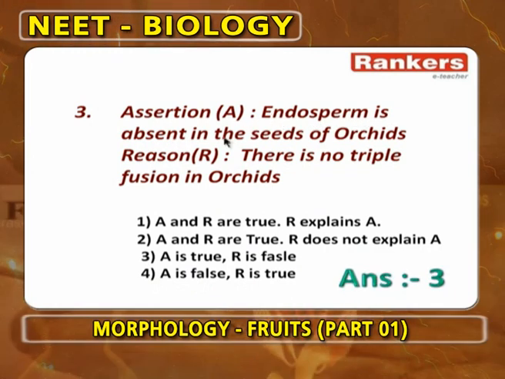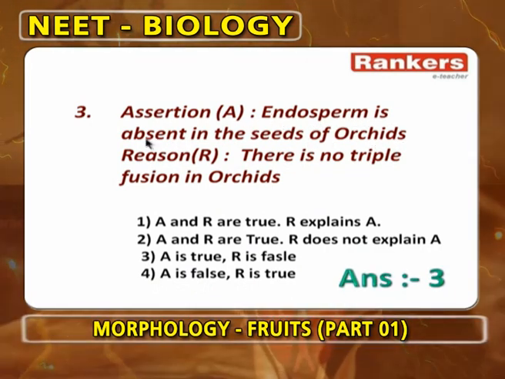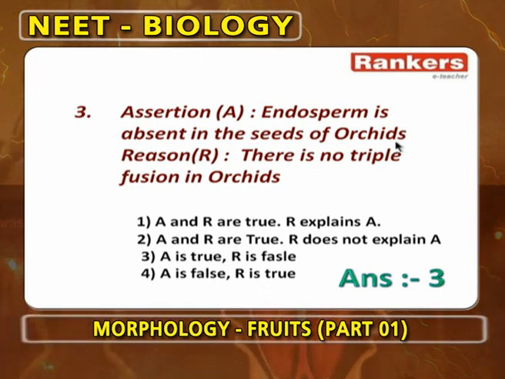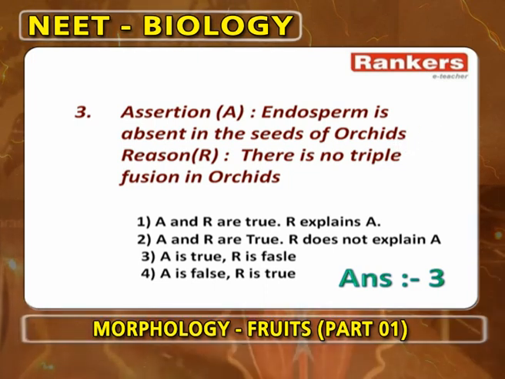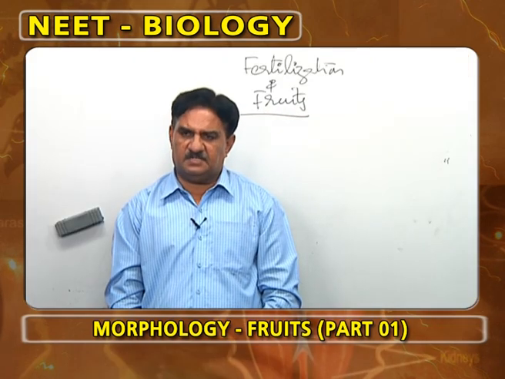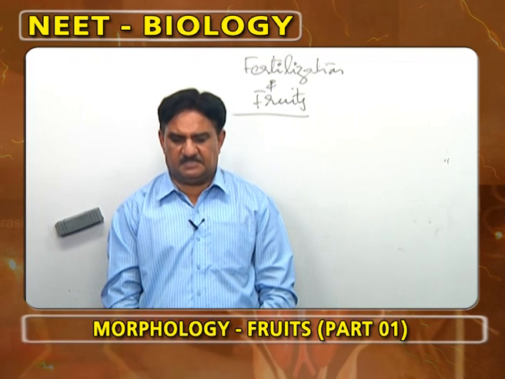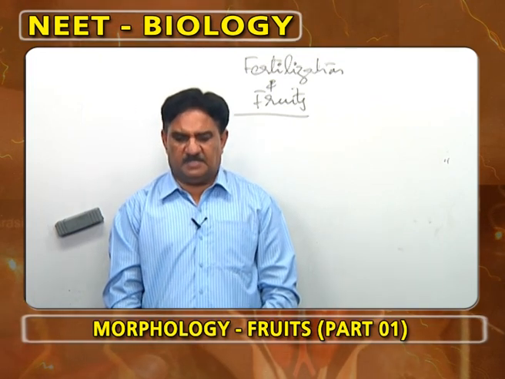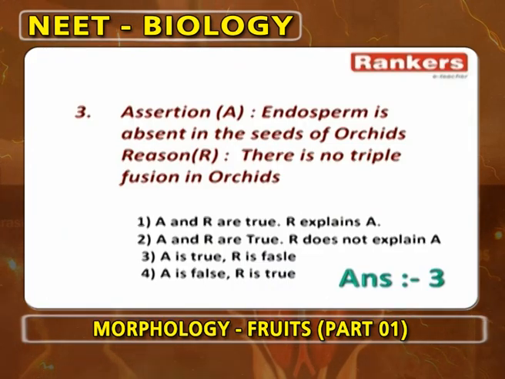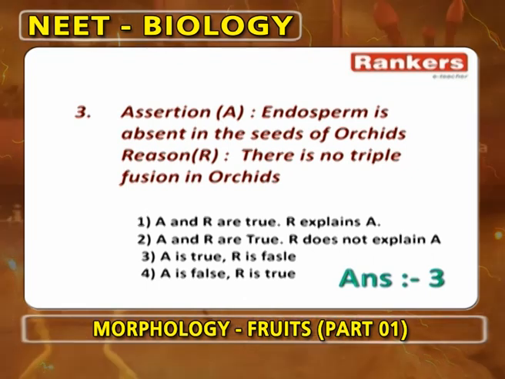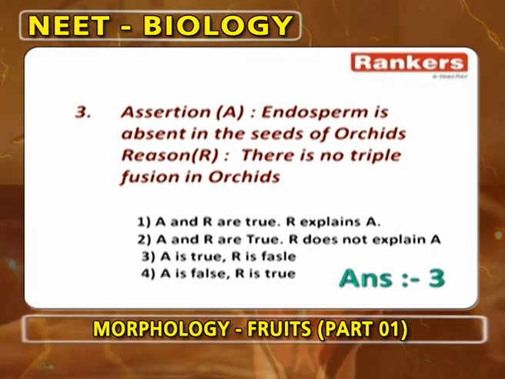Endosperm is absent in the seeds of Orchidaceae. In Orchidaceae and Trapaceae endosperm is absent. It does not mean that triple fusion does not occur in that. Triple fusion occurs, but the total endosperm is consumed. So endosperm is absent in the seeds of orchids is correct, but there is no triple fusion in orchids is wrong. Triple fusion occurs in orchids, endosperm is completely consumed. So A is correct, R is false.